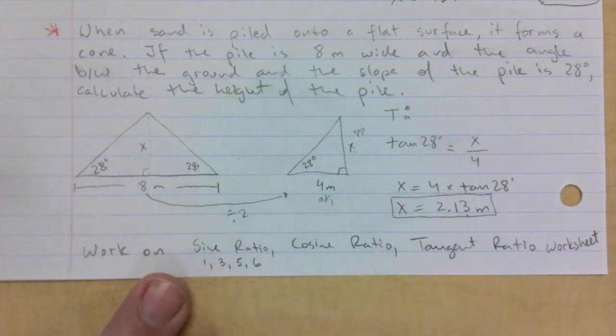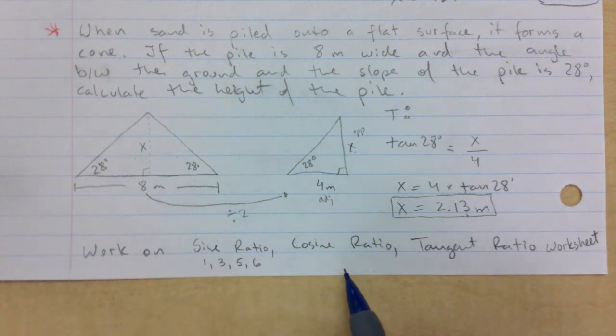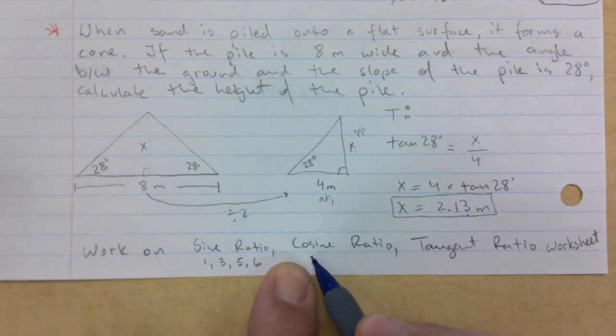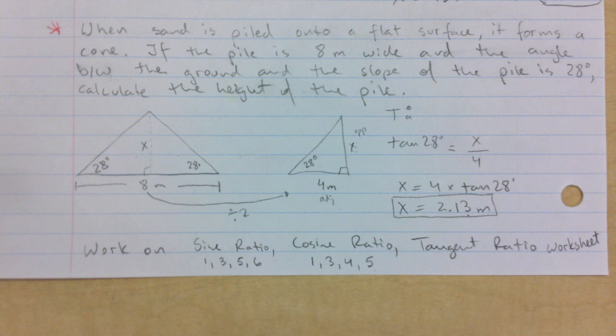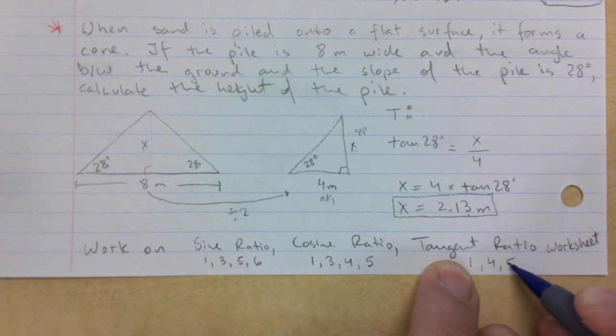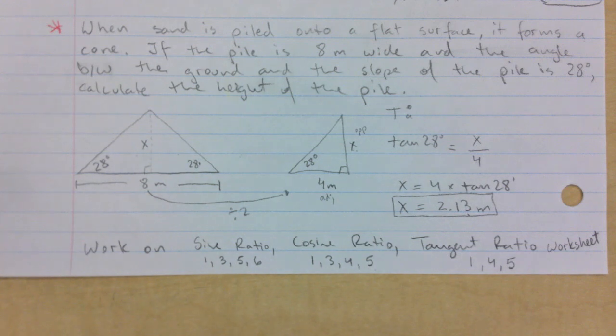Some word problems. Question 1 is usually just solving using sine or cosine, right? For the cosine ratio worksheet, make sure you pay attention to this and write it down. 1, 3, 4, 5. Okay, that's the cosine. And for the tangent, I want you to do 1, 4, and 5. So question 1 for all of them, and then all of them question 5, it seems, right? They all share 5 in common. And now I will show you what those handouts look like. And if you don't have them, I will post them after I give you the instructions here.